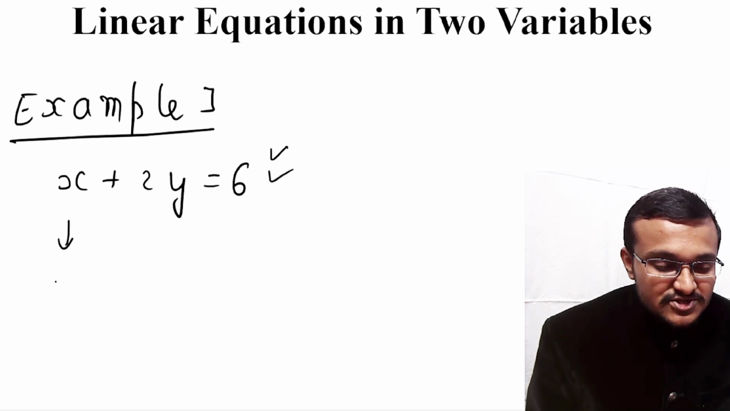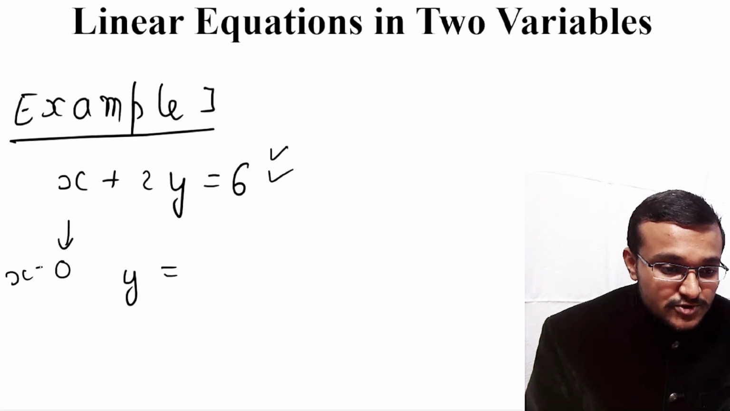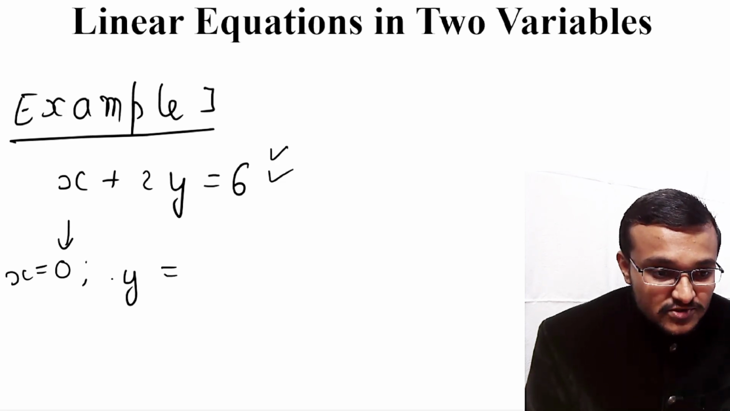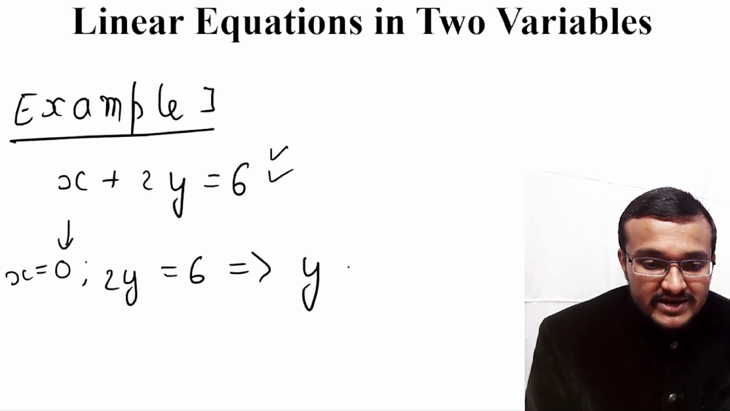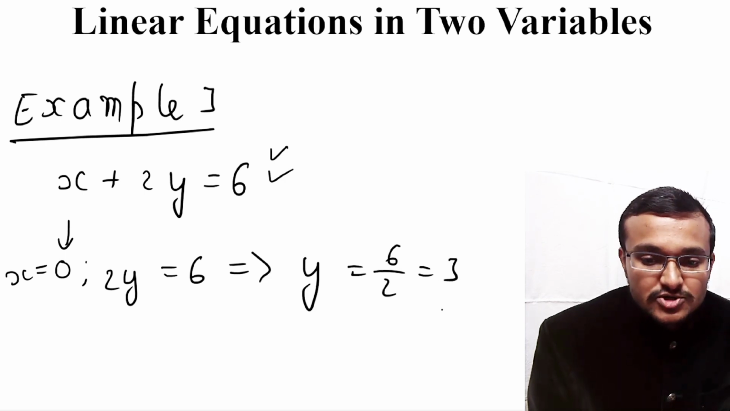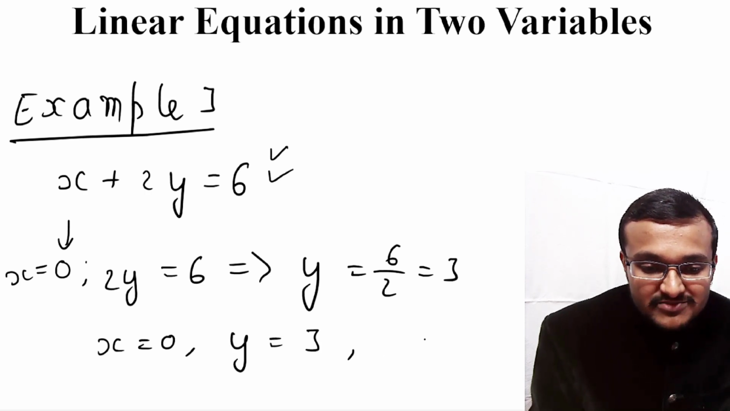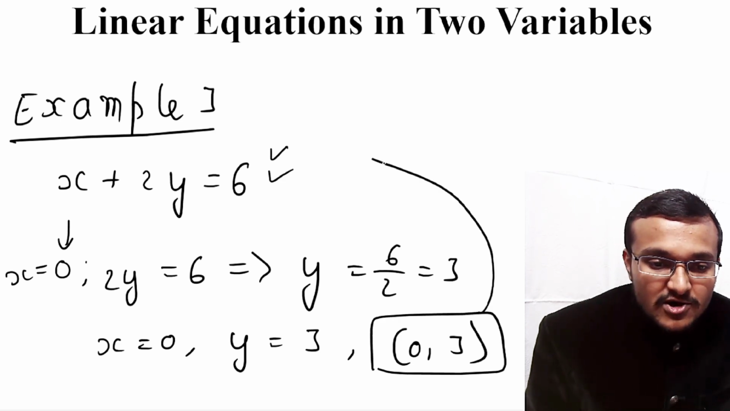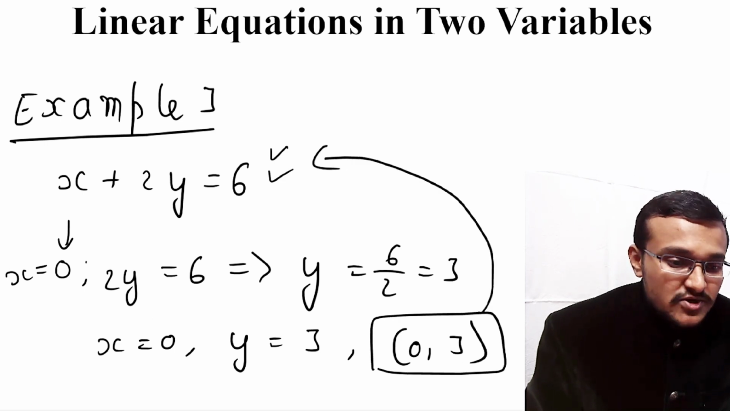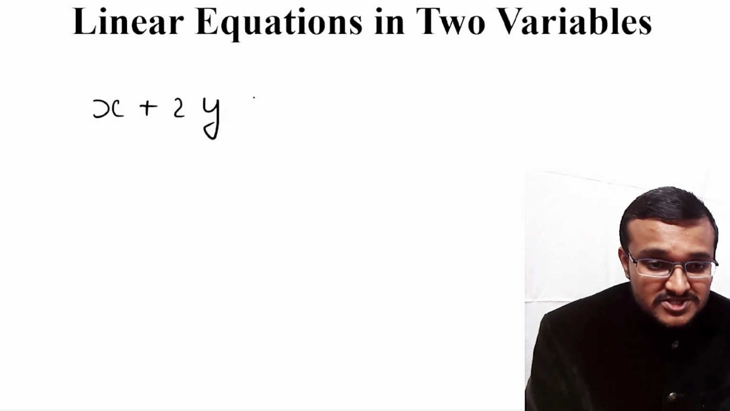That is by substituting 0 for one particular variable. So when you substitute x is equal to 0, then 2y is equal to 6. So that means y is equal to 6 by 2, which is equal to 3. So that means here you are getting x as 0 and y as 3. So that means 0 comma 3 is one particular solution of this equation. So I have to find four solutions, so I'll try to find three more solutions for this.